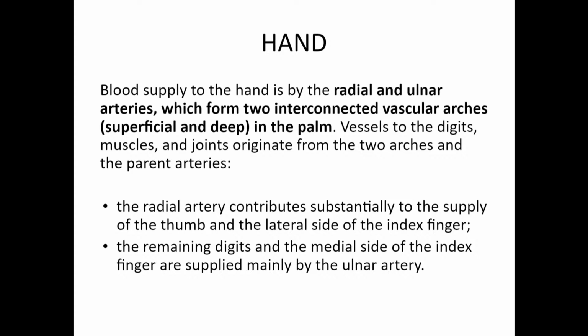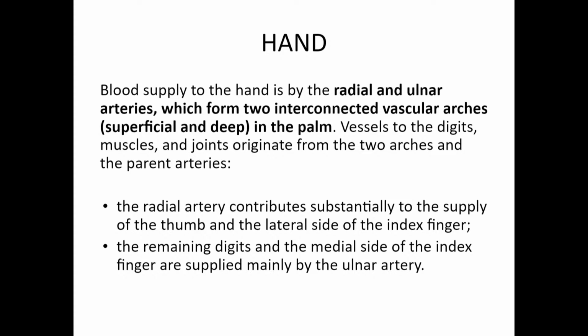So, the blood supply of the hand is derived from the radial and ulnar arteries, which form two interconnected vascular arches. And these arches are the superficial and deep palmar arches, and they are, as the name implies, located on the superficial layer of the palm and the deep layer of the palm. And they are created from the radial artery and ulnar artery, and mostly they are supplying all the digits.